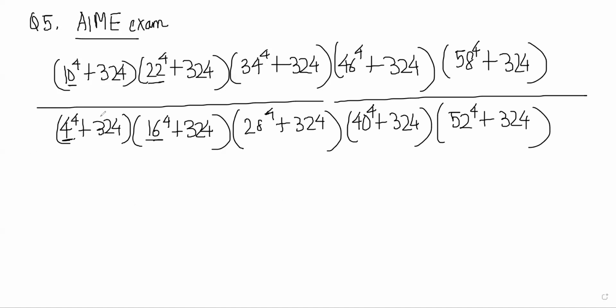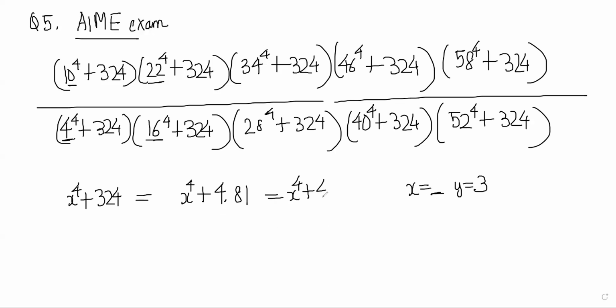So what you have to think of is some clever idea. Let's try to figure out a pattern here. The terms are looking like x power 4 plus 324. So we can write that as x power 4 plus 4 times 81, since 324 is 4 times 81. So let's put y as 3 and x can be a variable basically, right? So you're getting x power 4 plus 4 times y power 4 here, because y power 4 will be 81. And x can vary, right?